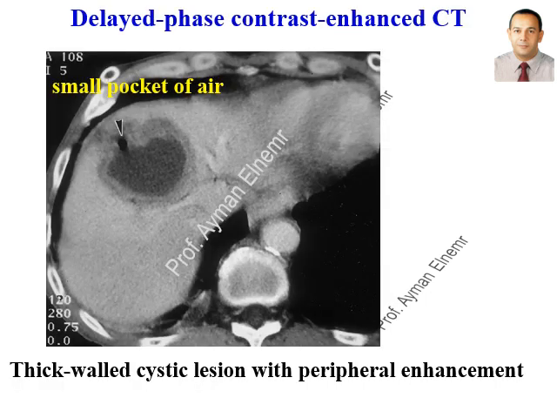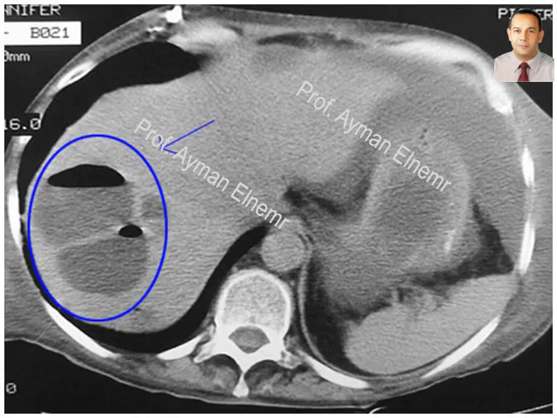In this slide, obtained from a delayed phase contrast enhanced CT examination, we can see a thick-walled cyst with peripheral edema and enhancement. Also, we can see a small pocket of air. In this slide, we can see a large multiloculated abscess with enhancement of the wall and septations, and we can see a pocket of air here and an air fluid level at this site.